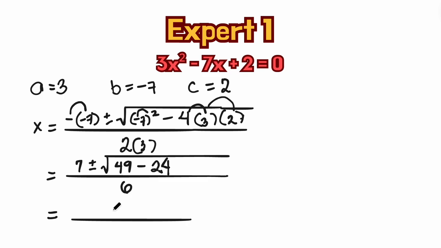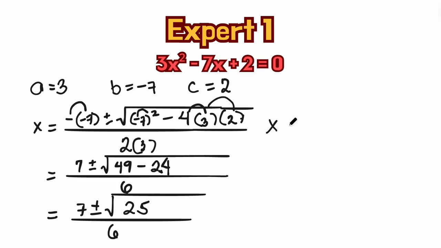Finally, we have this one. We will just be copying this 7 plus or minus square root of 49 minus 24, and that is 25, all over 6. And for the final step, we have the two roots or two possible answers.